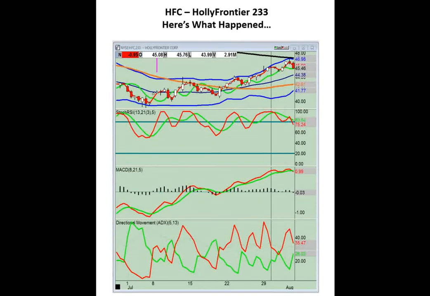100 grand a year is 8,000 a month. 8,000 times 33 is $250,000. So if you had $250,000 and a $41 stock, that would have bought you about 6,000 shares. 6,000 shares moving up about $2.50 would have been about $15,000 a week. You go back to cash, you're done, and go look for the next victim. Okay, that's all we're doing.